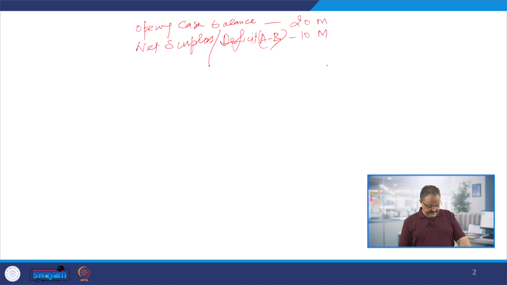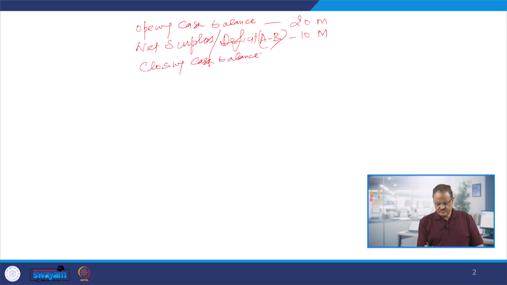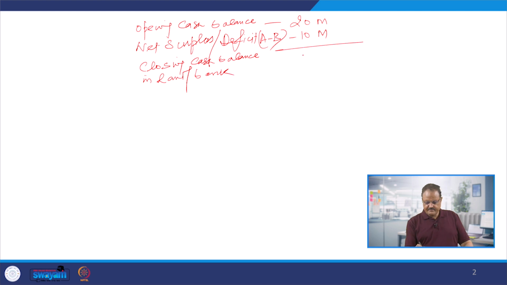So finally you can say the closing cash balance in hand or bank. So this is going to be how much? This is going to be finally 30 million. This closing cash balance is going to be 30 million with us, and this closing cash balance is going to be part of the projected balance sheet also.